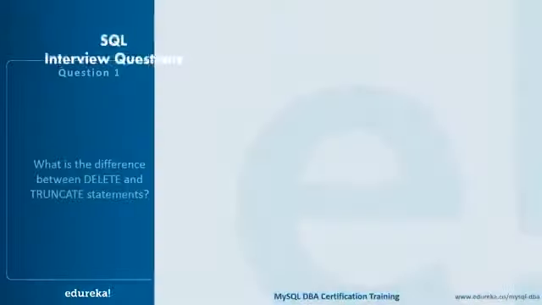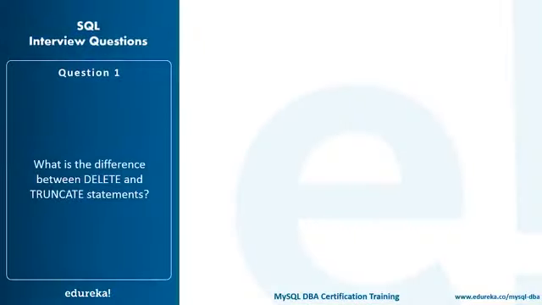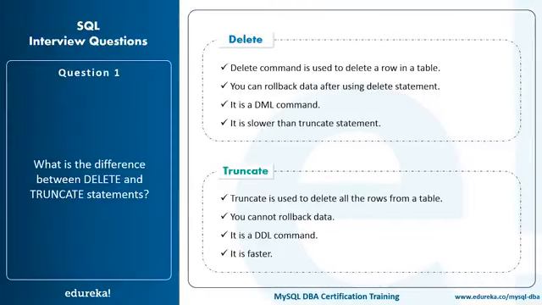So the first question that we have is, what is the difference between delete and truncate statements? So I'll start by explaining to you what the delete command is. Well, the delete command is basically used to delete a row in the table. So you can also roll back data after using the delete statement, and it is a data manipulation command. The truncate statement is basically used to delete all the rows from a table, and you cannot roll back the data. This is a data definition language command, and it is faster than the delete command.